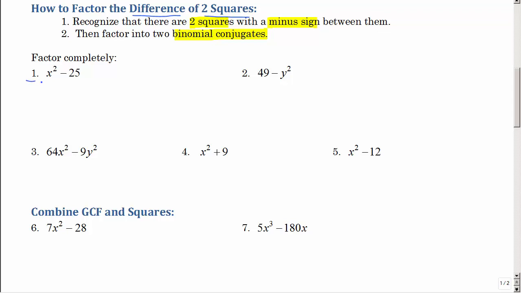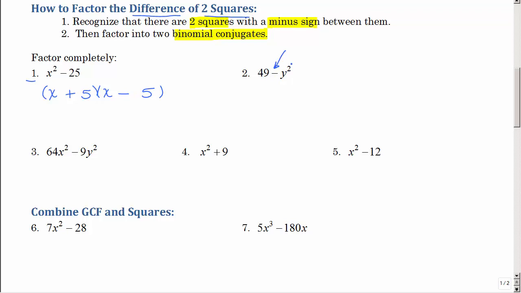So let's look at number one. Do we have the difference of two squares? Yes, I have a minus and two squares. So I'm going to have two parentheses. X times x is x squared. 5 times 5 is 25. And then the conjugates, meaning we need to have different signs in the middle. You can check your work by multiplying that back out, and we would get x squared minus 25. Very easy.